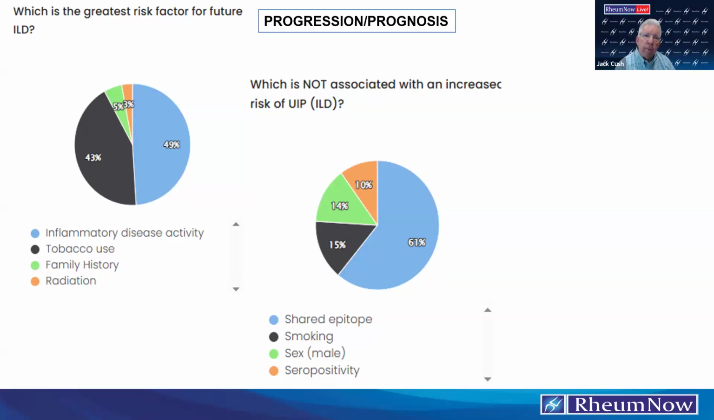Okay. The second question, and you're not supposed to ask questions like this, but I did: which is not associated with an increased risk of UIP? Shared epitope is what everyone chose, 60%, almost two-thirds, with a little more than a third, or 40%, choosing smoking, males, or seropositivity. Bryant, what's the right answer here?